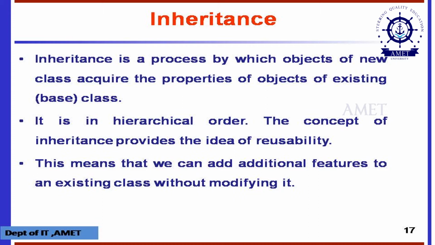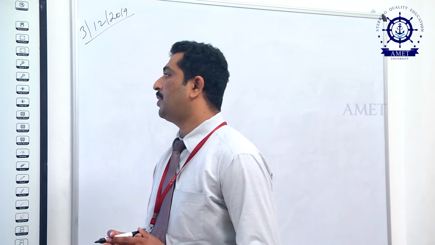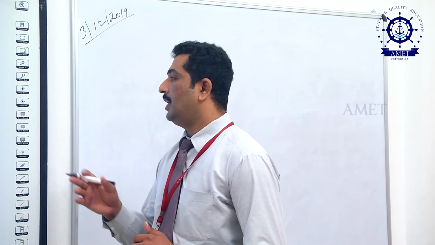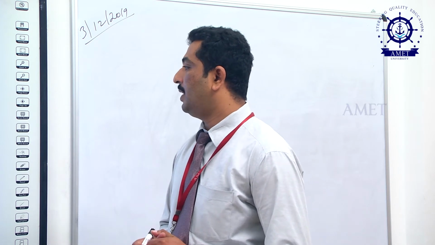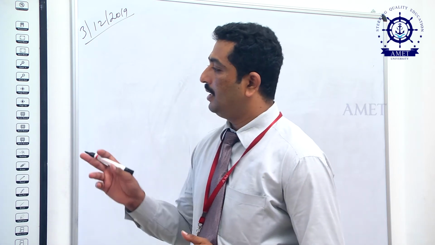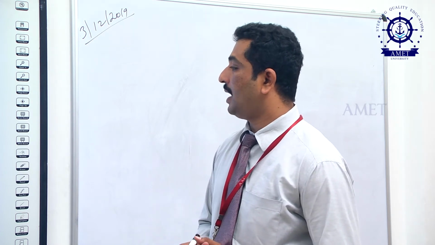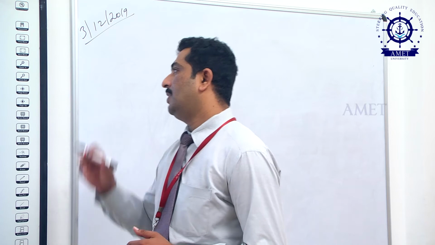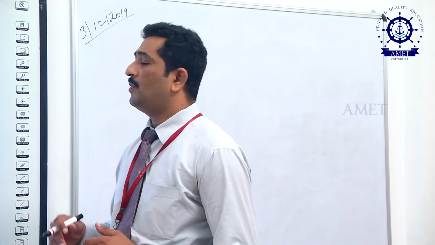The next concept is called inheritance, a very powerful and frequently used object oriented concept. Inheritance is a process by which an object of a new class is derived from the properties of an existing one. It is in hierarchical order. The concept of inheritance provides the idea of reusability, which means we can add additional features to the existing class without modifying it. What does the first point say? It is acquiring properties from the old class.